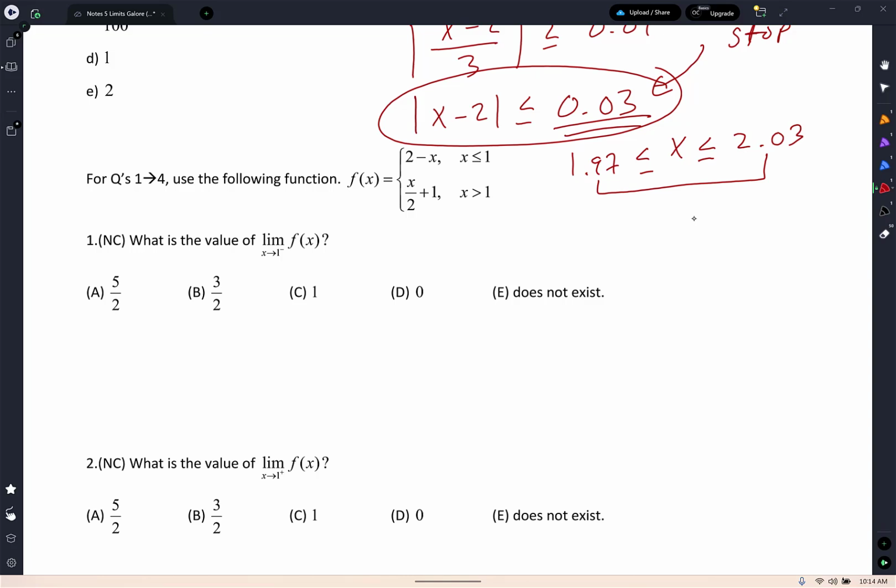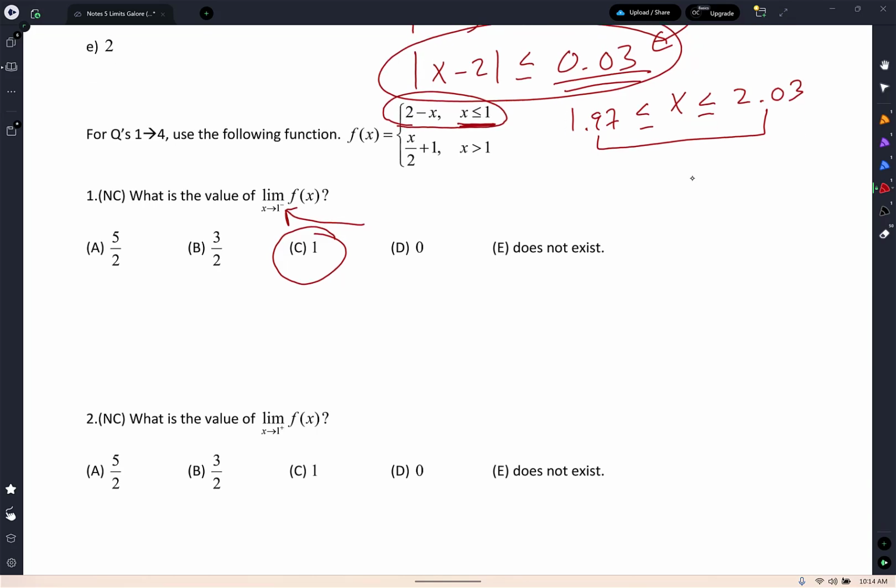Question number 1. What is the value of the limit as x approaches 1 from the, what does that little minus sign mean? From the left. So you're going to use the top equation because that has values to the left of x equals 1. So you're just going to plug in, direct substitution. What's 2 minus 1? And that's it. That's exactly how you do it, guys. Was that simple? Yes, you can do it. Look at the next one.